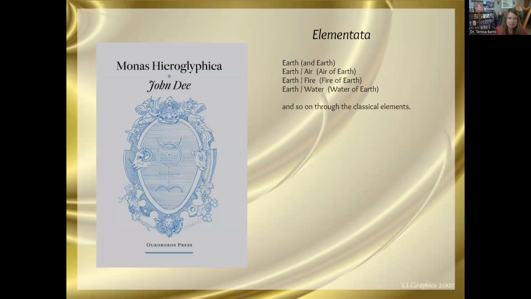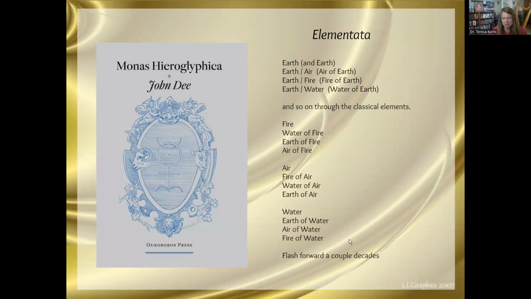This is mainly intended for people who know something about Dee's Enochian work that comes with Edward Kelly 20 years later. So if you go on through the classical elements with fire, you get fire, water of fire, earth of fire, air of fire. Then with air, air and fire of air, water of air, earth of air, water, earth of water, air of water, fire of water. Okay, flash forward a couple of decades. What do you get?